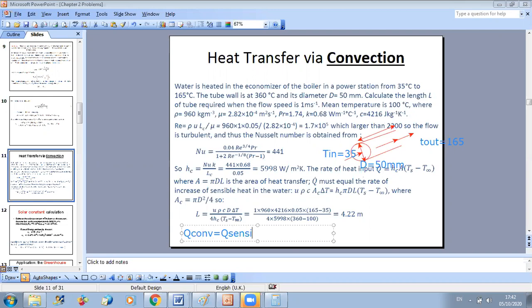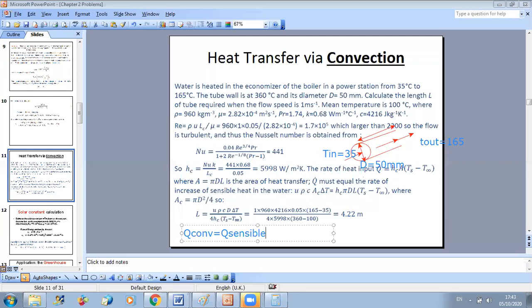What do I mean by that I do not have a storage? If I have a storage, this means that with time the temperature will increase at a certain location. Here no, I have steady state conditions. So I always have T inlet 35, T outlet 165. If I have storage, the temperature will increase with time at each location. So here in steady state conditions, the convective heat is transformed to sensible heat. Okay, this is the basic equation that I should start by.